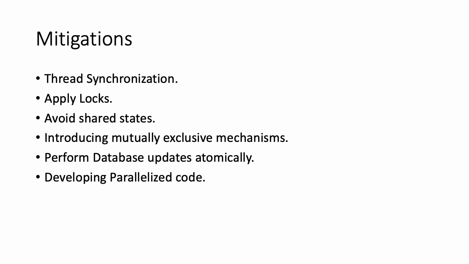The next thing we can do to prevent these race conditions is to avoid shared states. We can avoid sharing these global states whenever possible, but it is not always possible in all cases. If sharing state among the concurrent processes or routines is required, we should consider introducing mutually exclusive mechanisms or other locking mechanisms to control access to this shared resource.